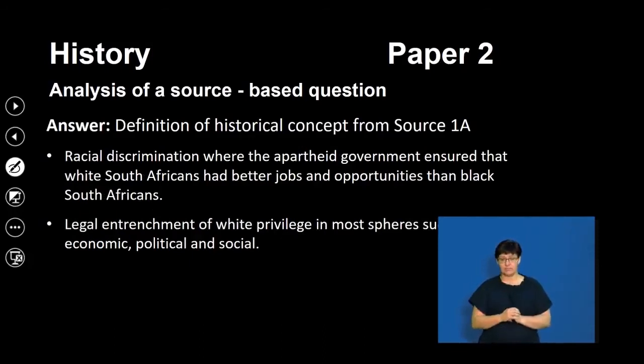Okay, and then another possible answer there could be apartheid means racial discrimination, where the apartheid government ensured that white South Africans had better jobs and opportunities than black South Africans. Or you could say it was a legal entrenchment of white privilege in most spheres, such as economic, political, and social.